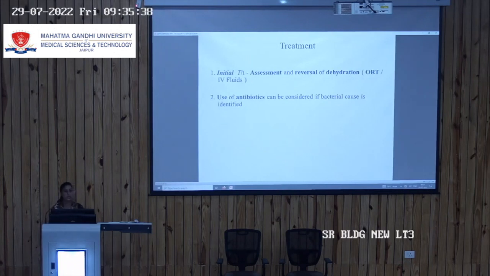So once the diagnosis is confirmed, the treatment is started. Use of antibiotics is considered, but it is also important to treat dehydration caused by vomiting and diarrhea by giving oral rehydration therapy if dehydration is mild or moderate, and if the dehydration is of severe grade, then intravenous fluids are also started.